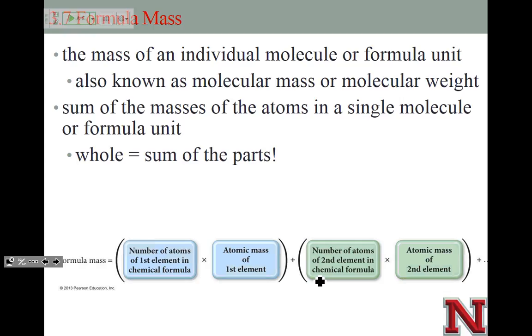So remember, your whole is the sum of all the parts. You don't have to memorize this formula, but all it's saying is, let's say we have 3 oxygens. We're going to take our atomic mass of our oxygen and multiply it by 3. And then let's say we have however many of another element. We're going to take that amount and multiply it by the mass of that element, and so on until you get the total. Very straightforward.